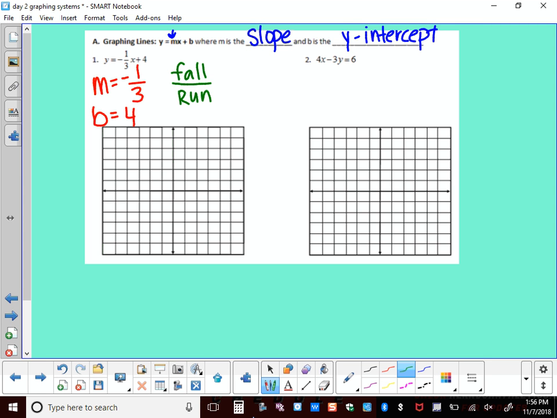So we start at positive 4. My b tells me where to begin. So I begin at positive 4 on the y-axis. So 1, 2, 3, 4. Right there. And my slope is negative 1/3. So I go down 1, I fall 1, go over 3, and I put a dot there. And if it's going up, it's rise up and then go left 3. So you guys try to draw a straight line as best you can.